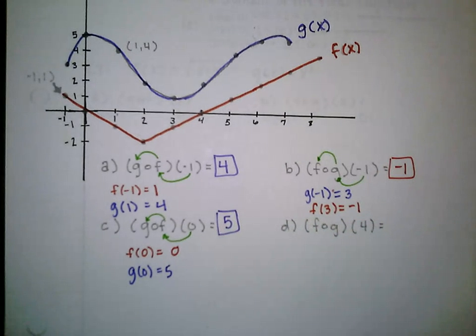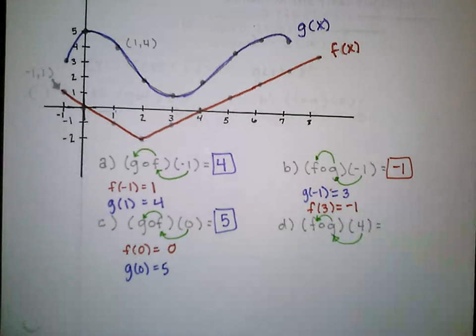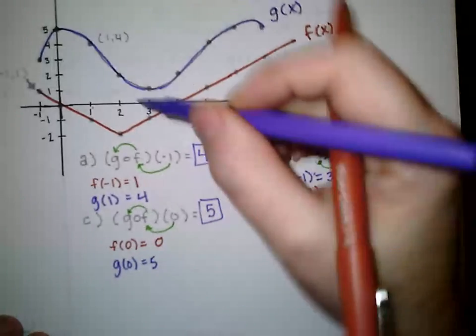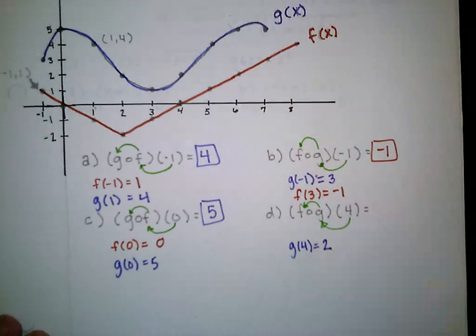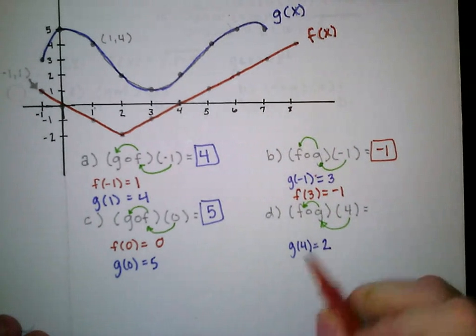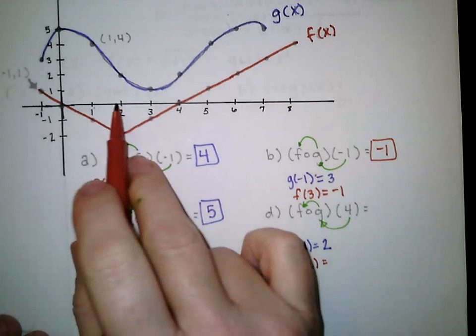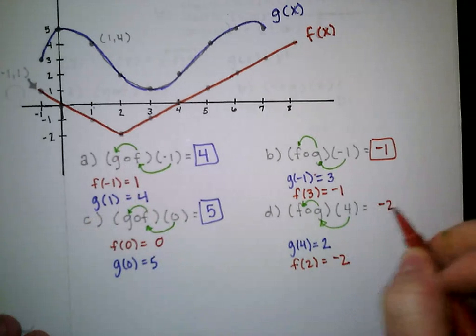Last one. 4 goes into g, that output goes into f. So g of 4. When x is 4, it looks like g of x is 2. And then 2 is going to go into f, so f of 2 would be -2. So that's how we end up on that one.